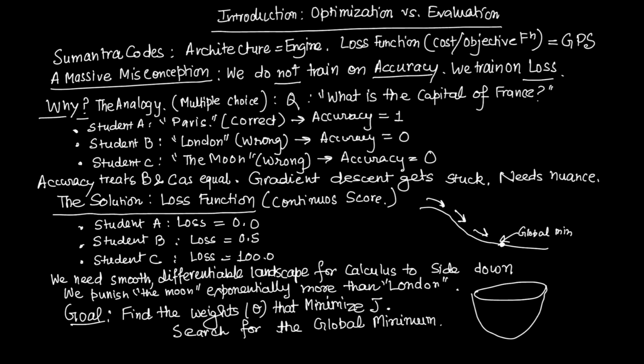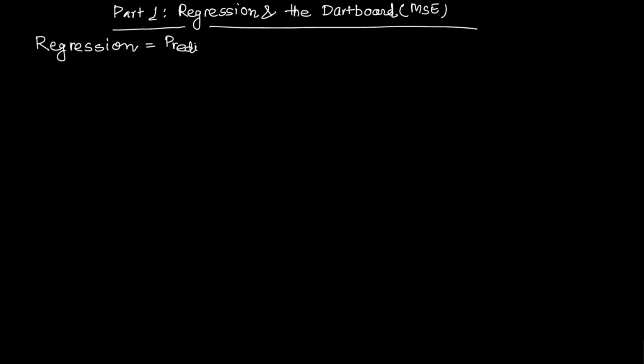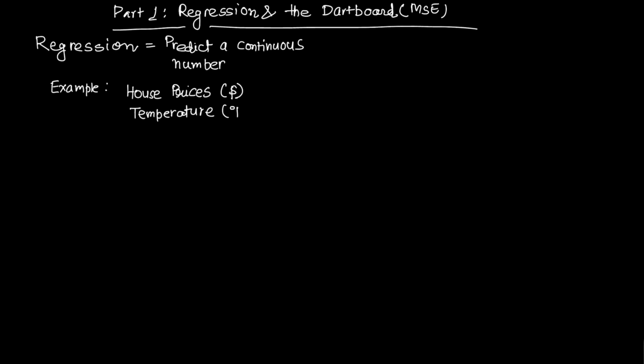Let's start with a simple problem of regression. This is when we want the AI to predict a continuous number, such as predicting house prices, e.g. $450K, predicting a temperature, for example, 72 degrees Fahrenheit, or predicting the time until engine failure.